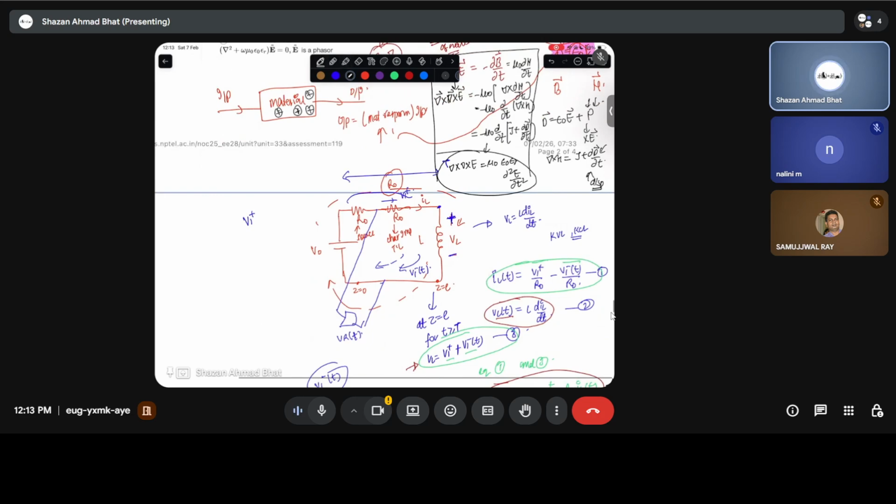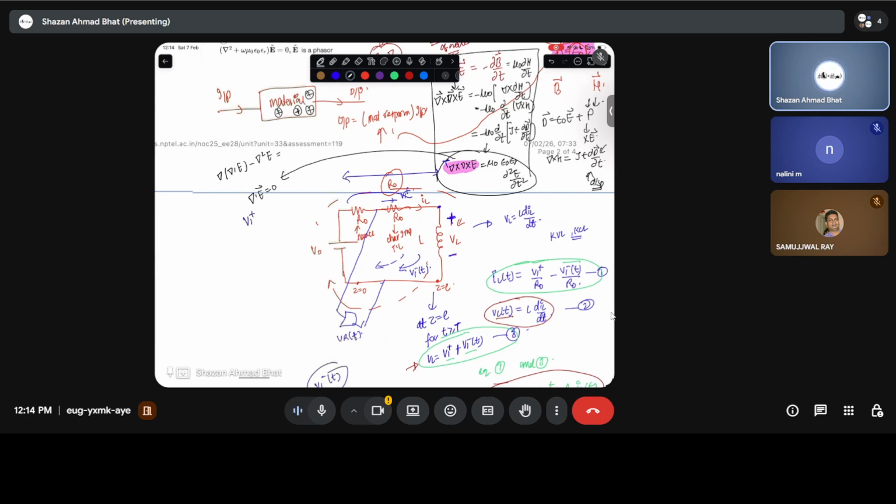Then you have to use certain identities here, which are the vector identities, so that you can write the gradient of the divergence minus the del square E, which is the Laplacian, as equivalent to a certain quantity, and this particular thing, the del dot E, is equivalent to 0.